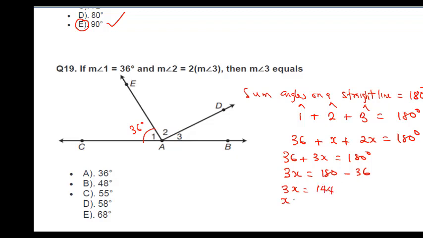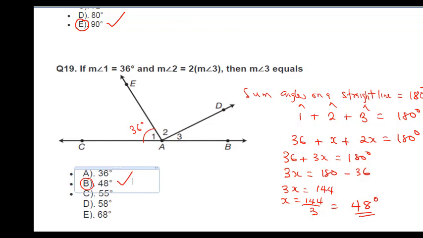Therefore x is going to be 144 divided by 3. So 3 into 14, we're going to get 4. Remember, 3 into 24, we are going to get that's 8. So our final answer is 48 degrees. So from my options, the correct answer here is going to be B.